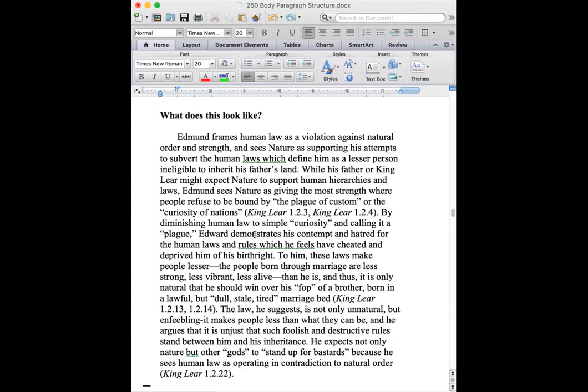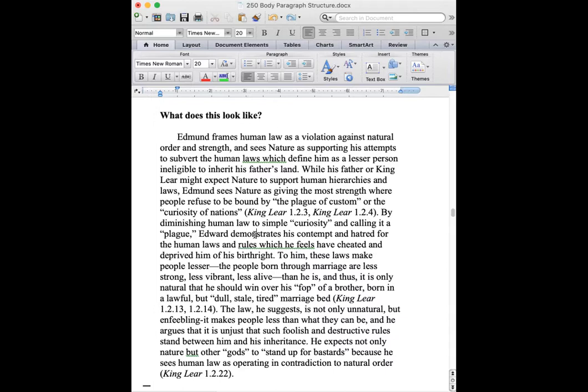And this is going to continue in the next sentence, but that next sentence is going to introduce more evidence. To him, these laws make people lesser. The people born through marriage are less strong, less vibrant, less alive than he is. And thus, it is only natural that he should win over his, quote, fop of a brother, born in a lawful but, quote, dull, stale, tired marriage bed. Okay, so this is introducing more of the argument, and through that, more quotes from the same speech. And the discussion of this is going to get developed a little bit more in the analysis in the next sentence.